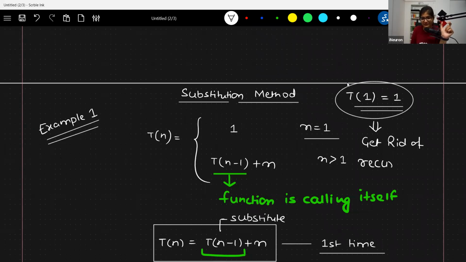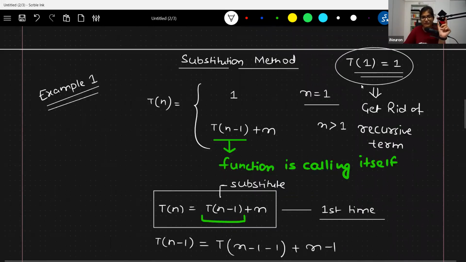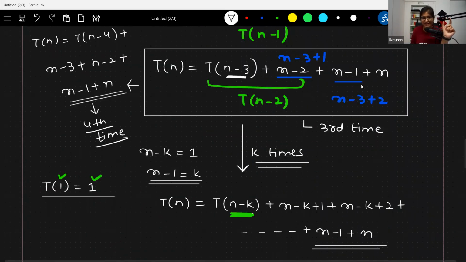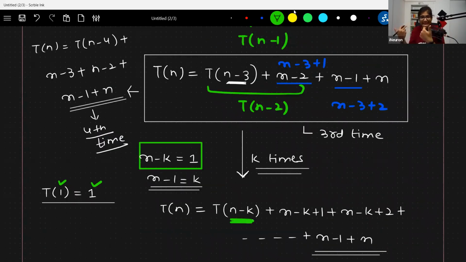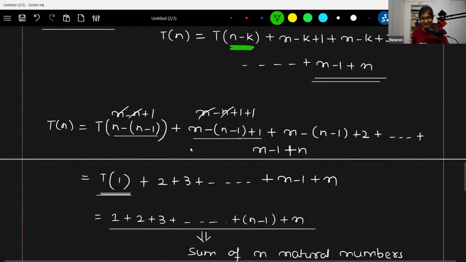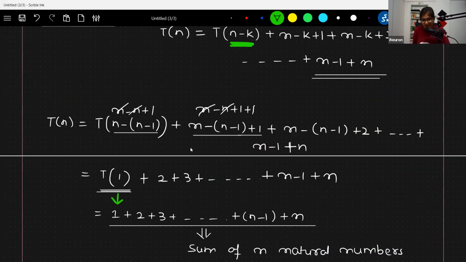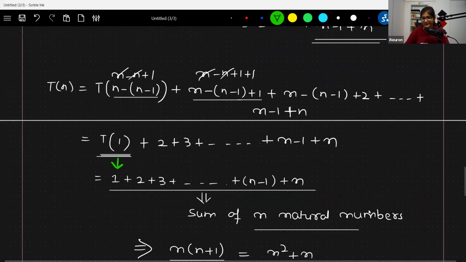Every time you need to see this. This is the term for which it will give you the answer, and you will be able to get rid of this t statement, that recursive statement. That's why we put the value of n minus k equal to 1, so that you understand how many times I should repeat this task to get rid of this equation. And this is what we did here. So you get the value of 1 inside. That's why you place the value of t of 1 as 1 here. Getting my point, everyone? Is this clear?